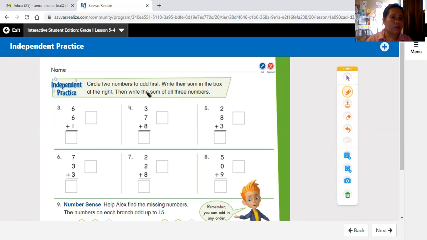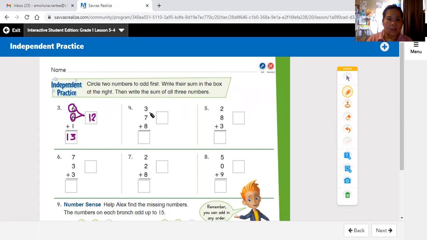So, circle 2 numbers to add first. Oh, I can see the doubles here. I will circle 6 and another 6 here first. Double the 6. I know already that one because we learned that already in our past lesson. If you double the 6, that will give us 12. Plus 1. So the answer of this equation is 13. All right? Okay.